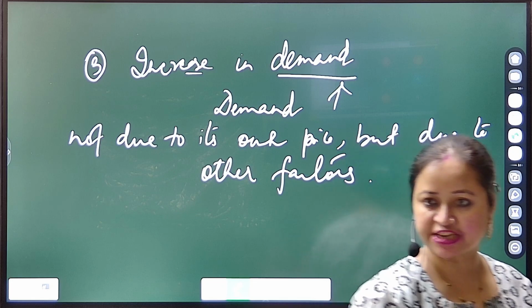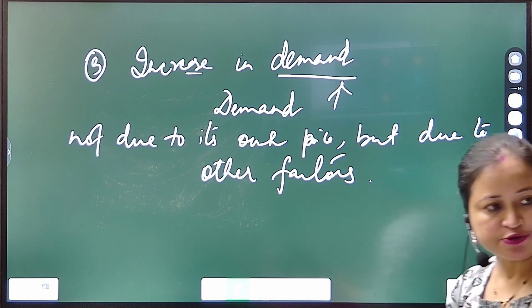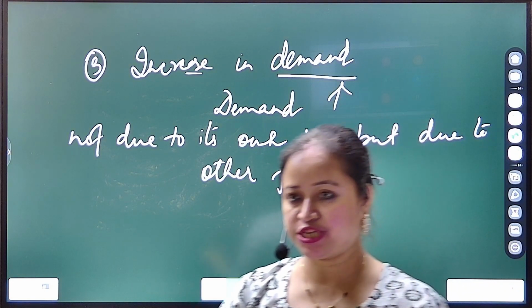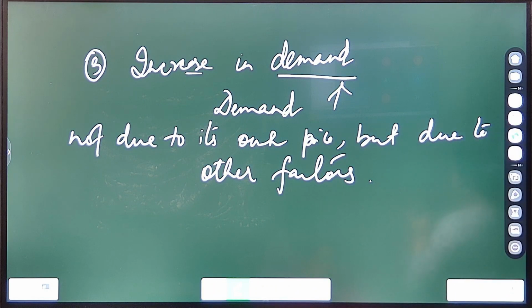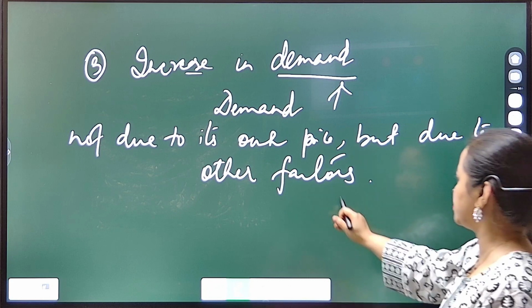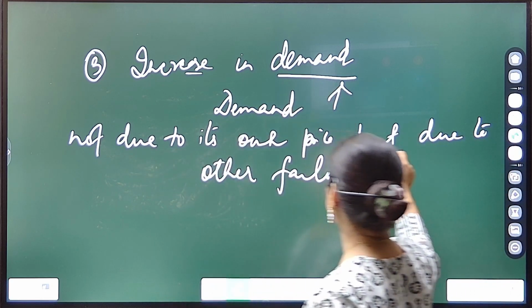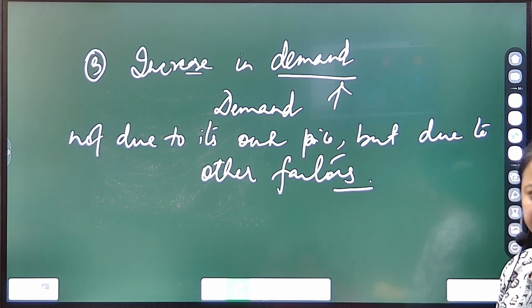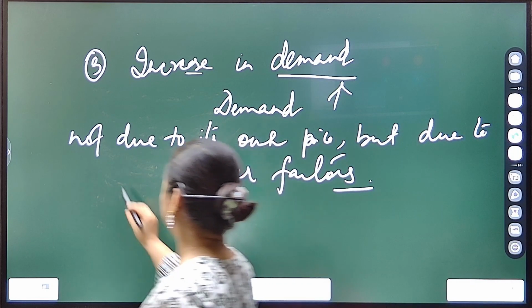If population will increase, demand will increase. If income of the consumer will increase, demand will increase. So we are not talking about its own price. ठीक है, सामान का product और service का price के ऊपर नहीं है. It is because of the other factors. So that's why here demand increases not due to its own price but due to other factors. Fine? Okay. Now you draw the diagram.